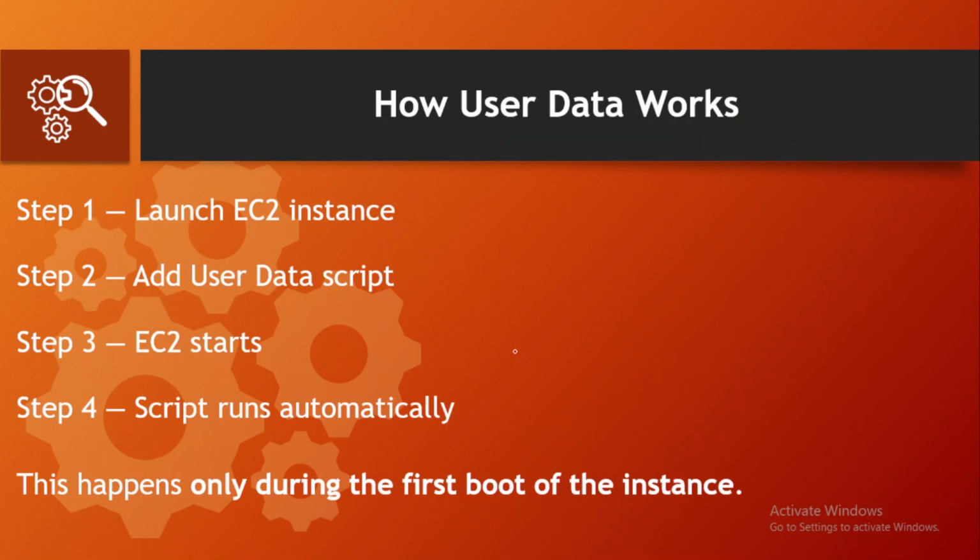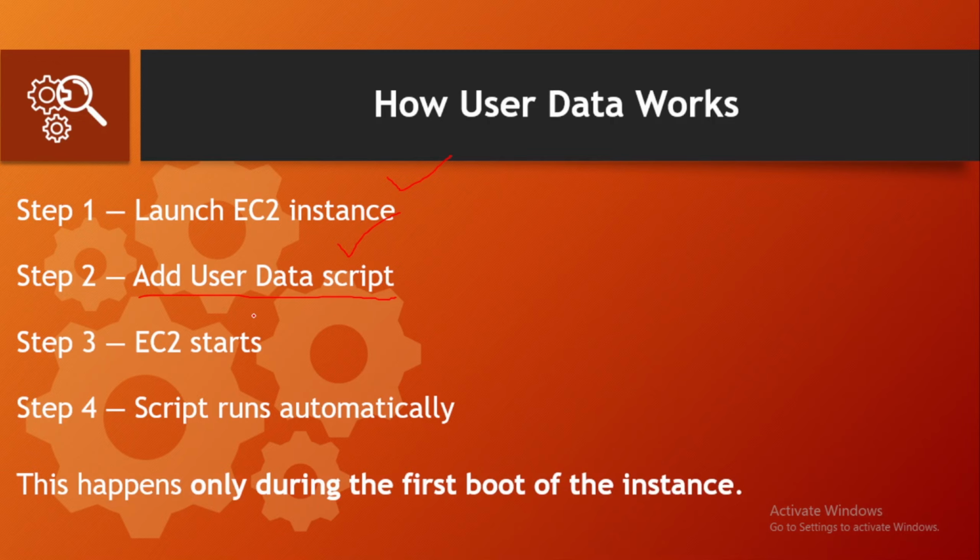Now let's understand how user data works. The process is very simple. First, we launch an EC2 instance. During the launch process, we add our user data script, and there is an option in EC2 which is advanced details, and at the very bottom we will find an option of user data. So we'll write our script there, and then we will start the EC2 instance.